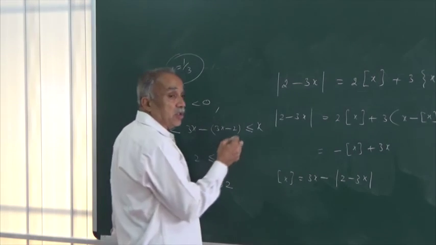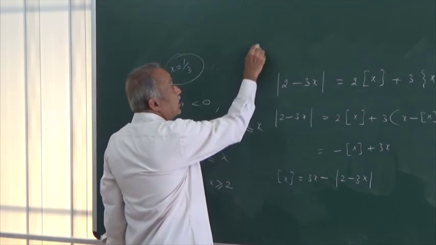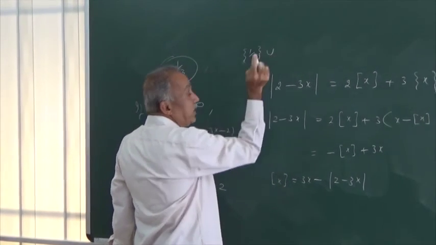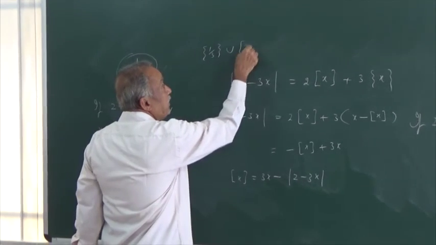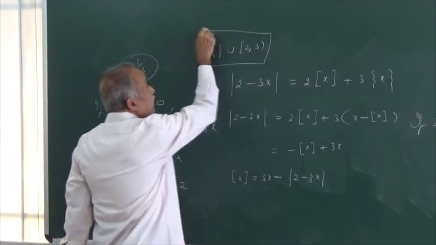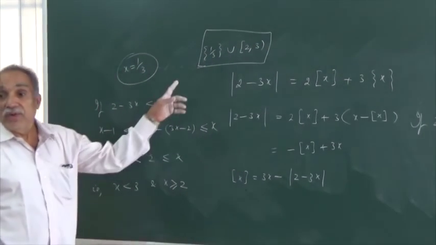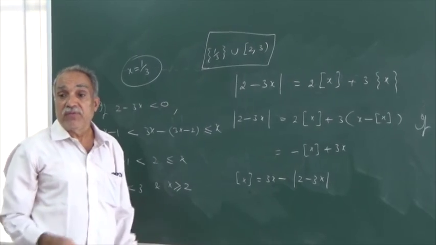Every number between 2 and 3 is a solution. Therefore, the final solution set will be singleton 1 by 3 union set of all numbers between 2 and 3, 2 included, 3 excluded. This infinite set is the solution set for our equation.